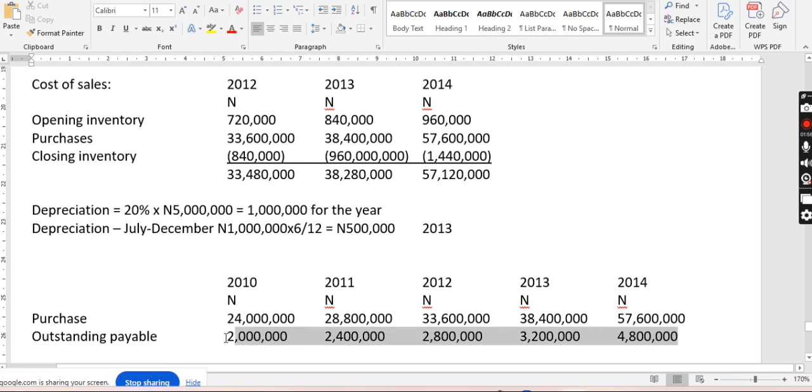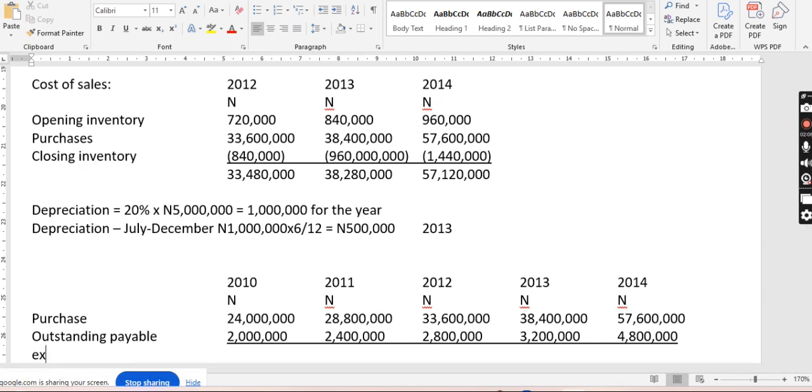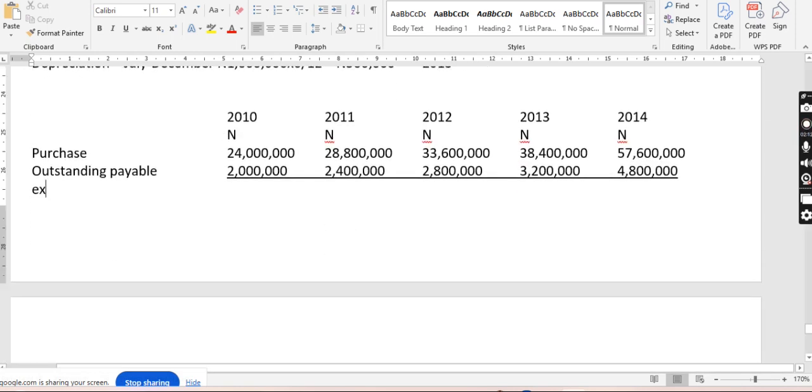Now, when you subtract this from this part, class, it will give you the expected payments to suppliers, right? This is what we expect to be paid. I will use it as expected payment to suppliers.